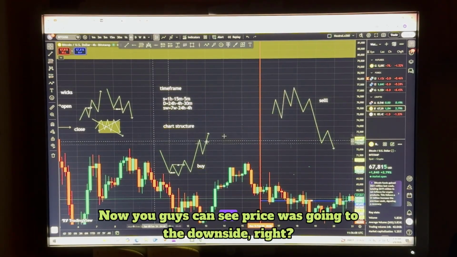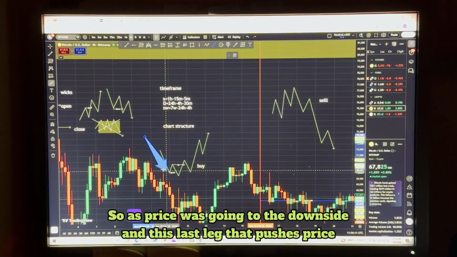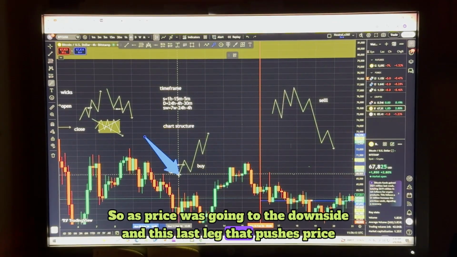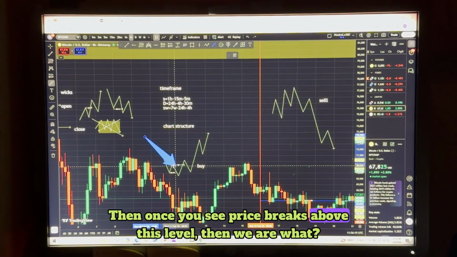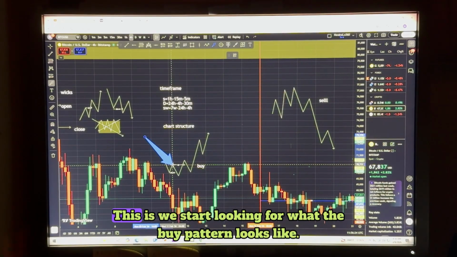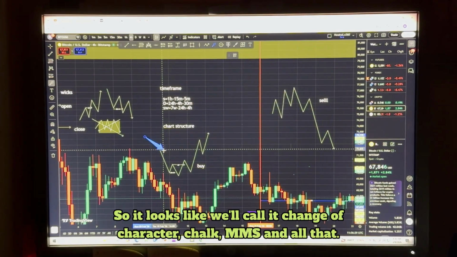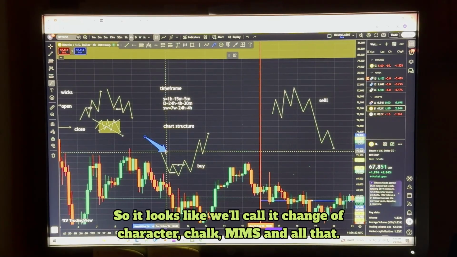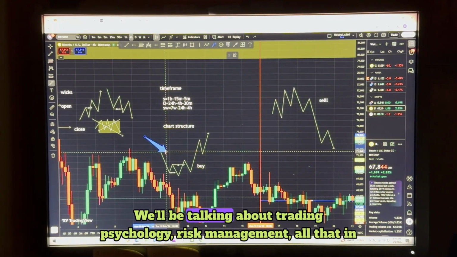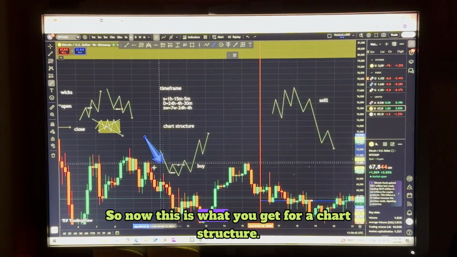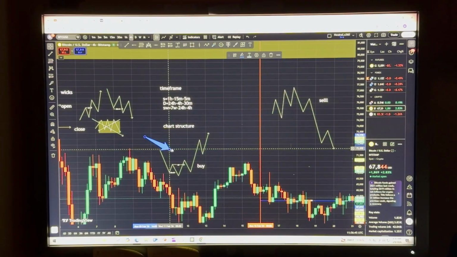Now you guys can see price was going to the downside. As price was going to the downside, this last leg that pushes price tells us we just broke to the downside. Once you see price breaks above this level, then we are going to the upside. This is where we start looking for the buy. So this is what the buy pattern looks like. A lot of people call it change of character, CHoCH, MMS, and all that, but I'll make all that make sense in a few. We'll be talking about trading psychology, risk management, all that in a few. So this is what you get for a chart structure for a buy.